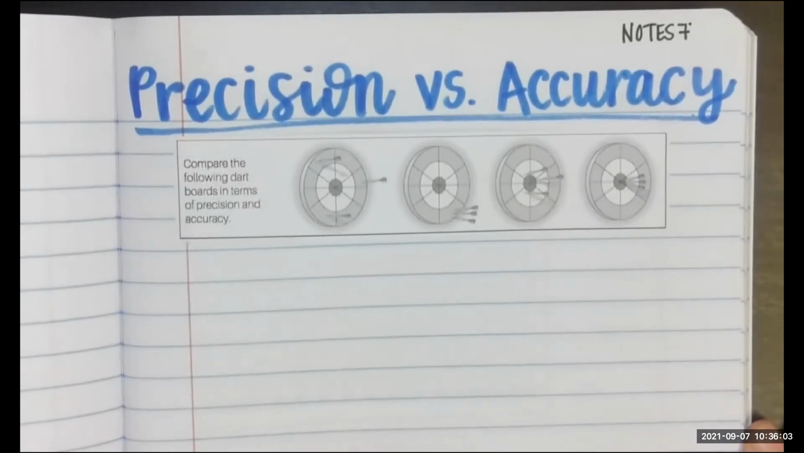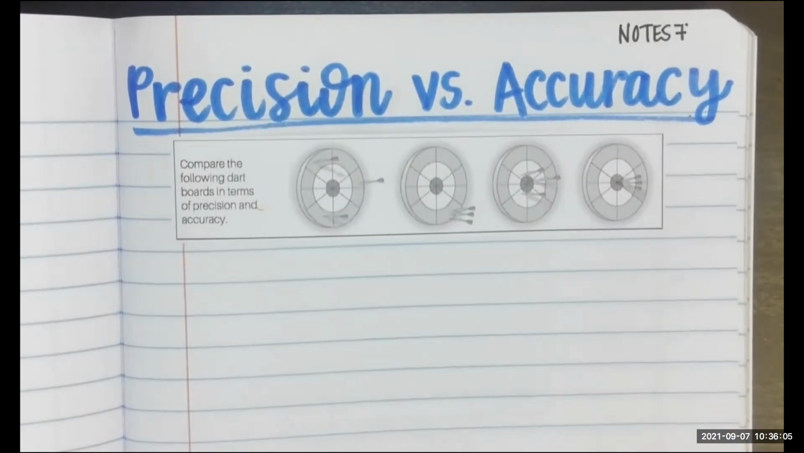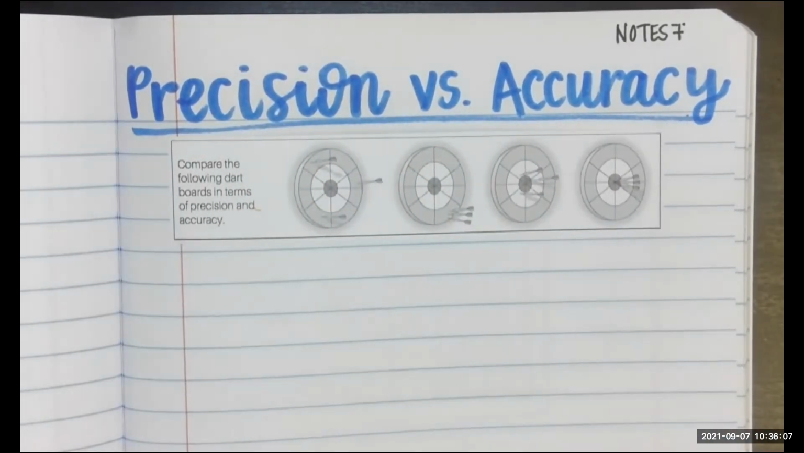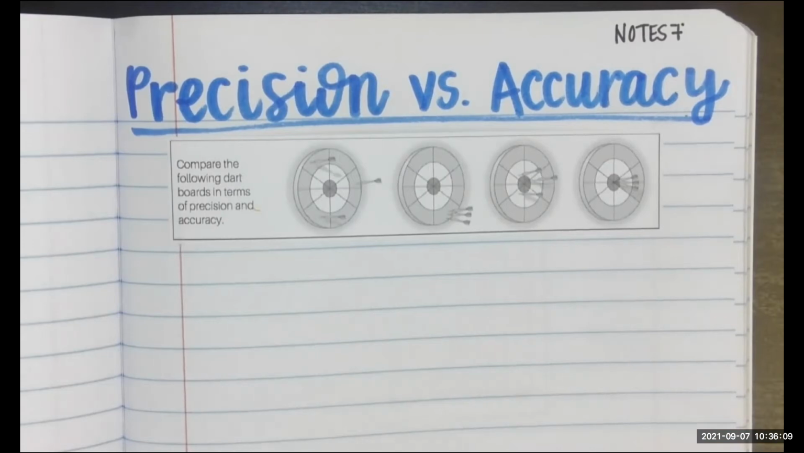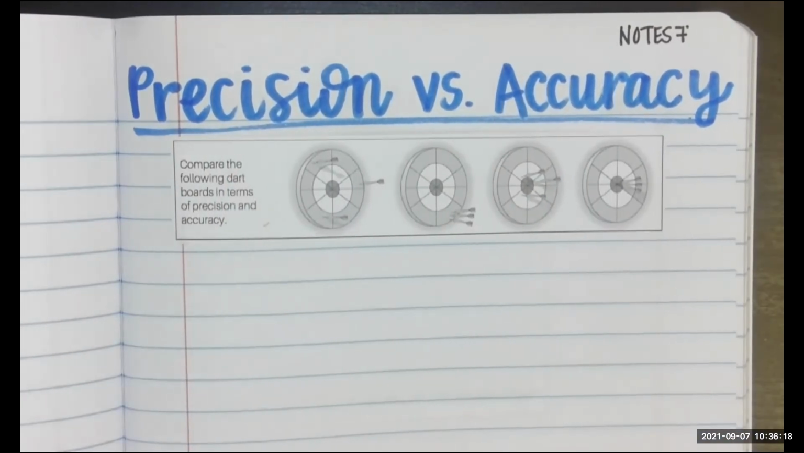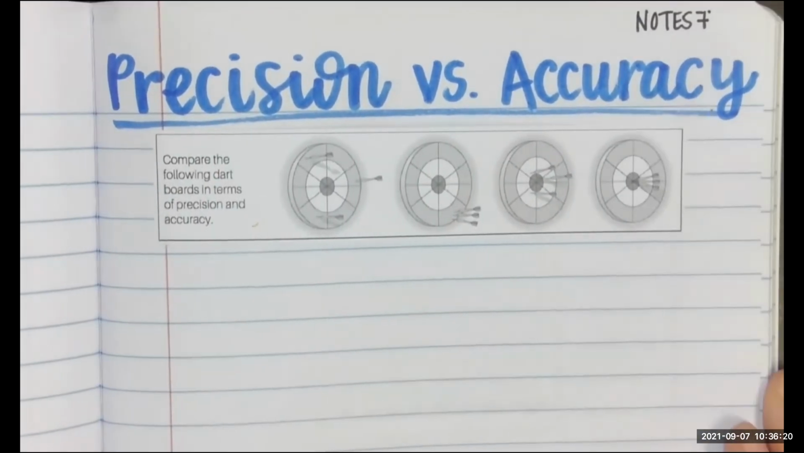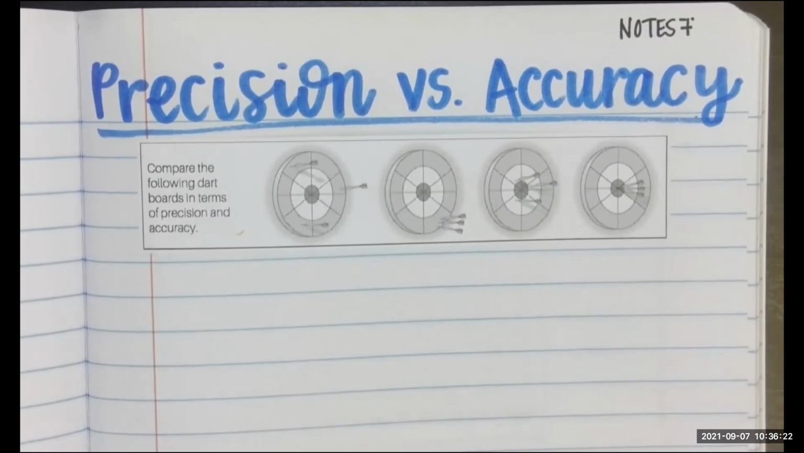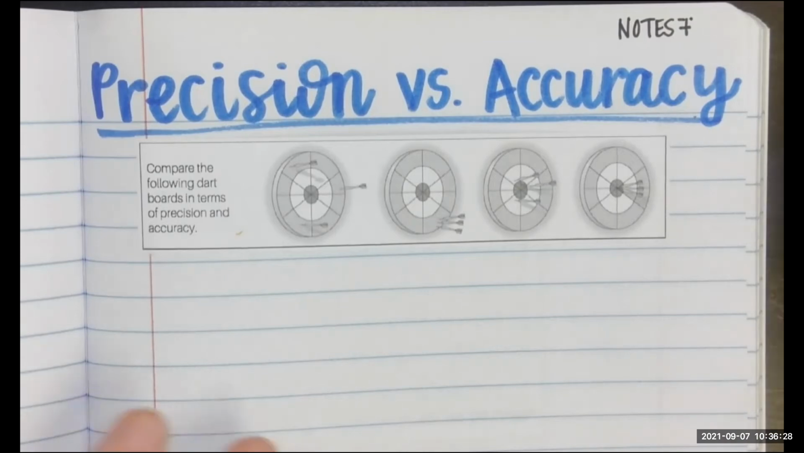Now, the reason we're doing both of these topics today while I'm gone is because they're fairly simple, and I know you can do it without me. So precision and accuracy are just two words that people get confused a lot. They'll say, oh, it's really precise. Oh, it's really accurate. But those mean two completely different things when we're working in science.